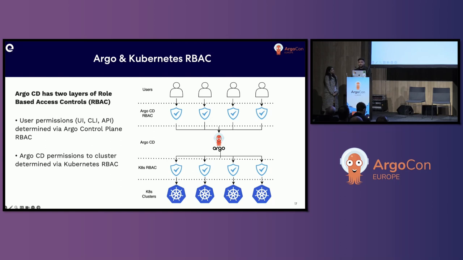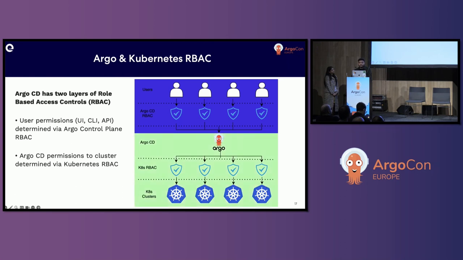By default, Argo is very unrestrictive in nature. It comes with the default RBAC, so anybody can do anything. But we can create certain roles and permissions, and we can tie these permissions to different application owners and different application teams.